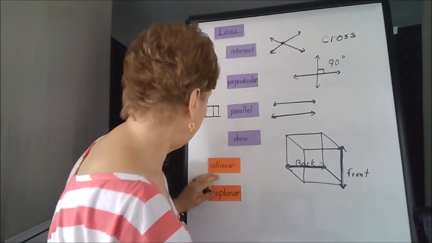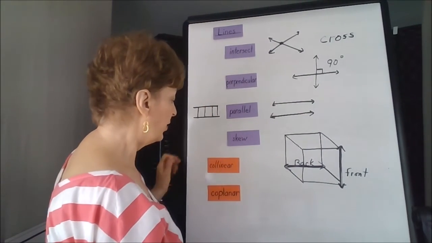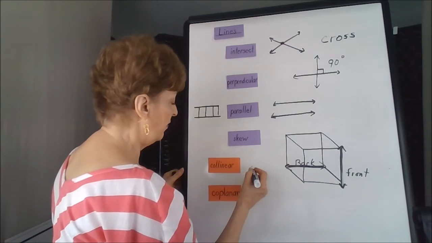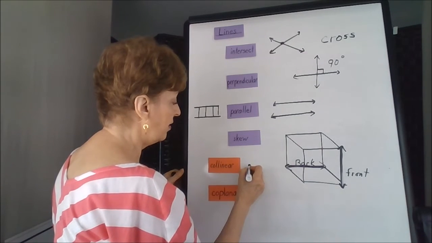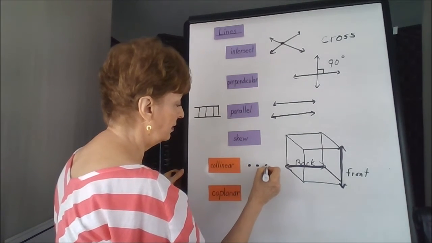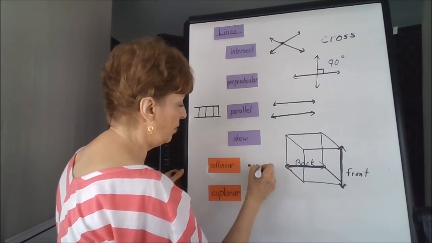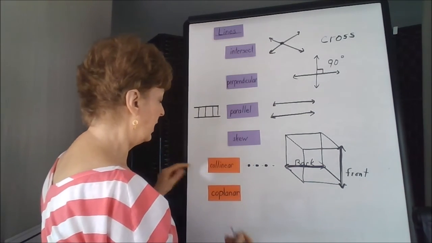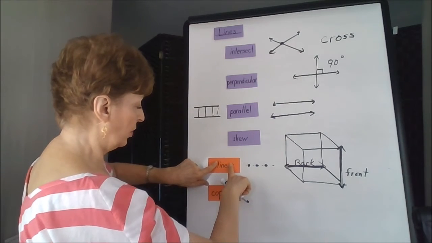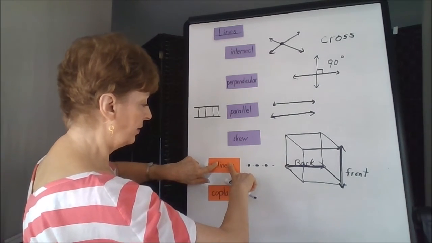More vocabulary. Collinear refers to points. If points are collinear, they're in the same line. If you connected those points, they would form a line. But you see in the word itself, the word line, collinear.